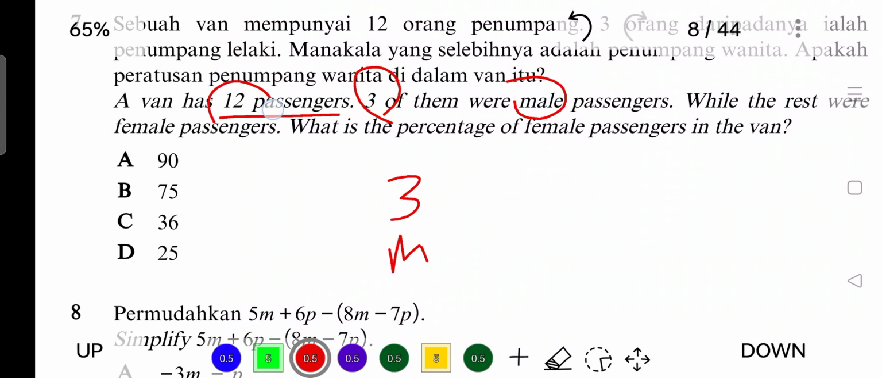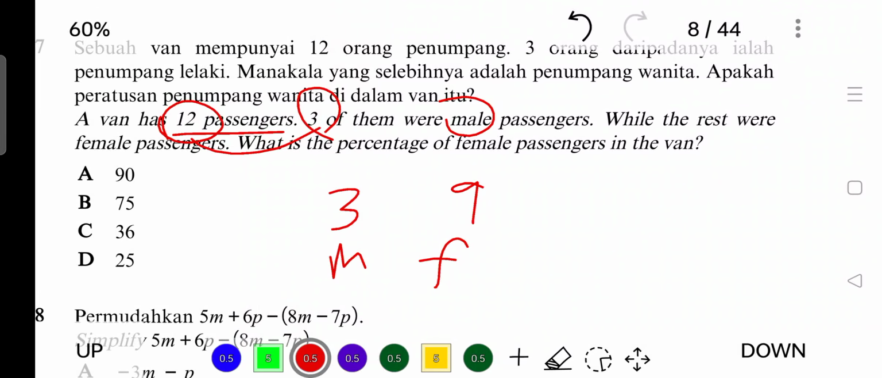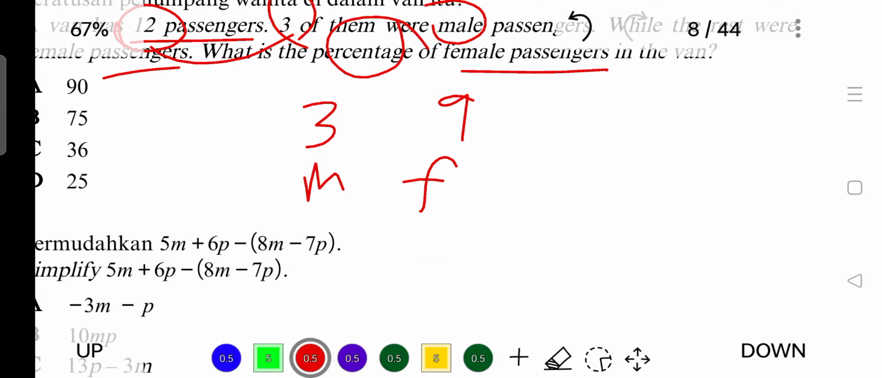If they are all together 12, how many females do you think that we will have there? Okay, we are simply going to minus this, right? 12 minus 3, we will get 9. So if there are 3 male, definitely the remaining 9 will be the female passengers, while the rest were female passengers. What is the percentage of female passengers in the van?